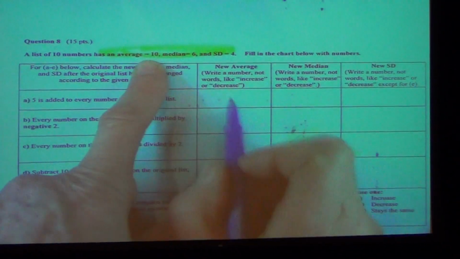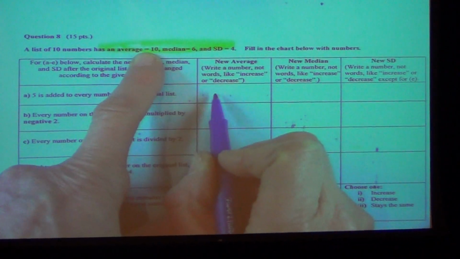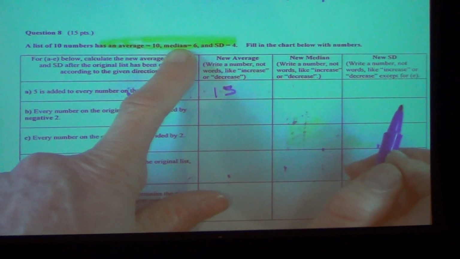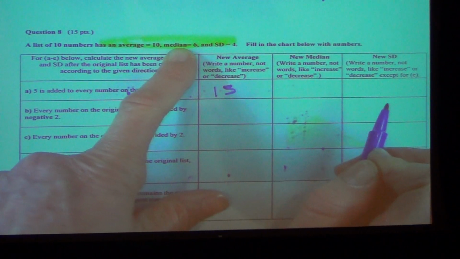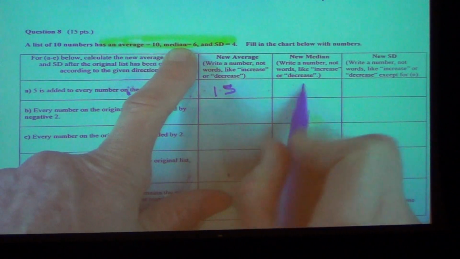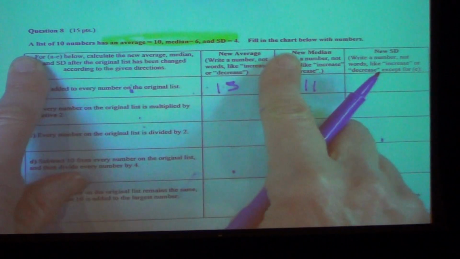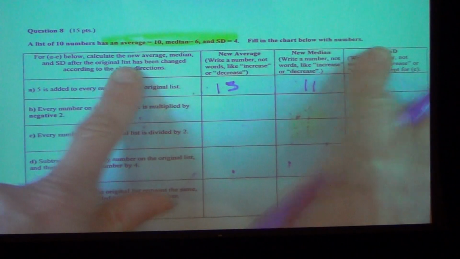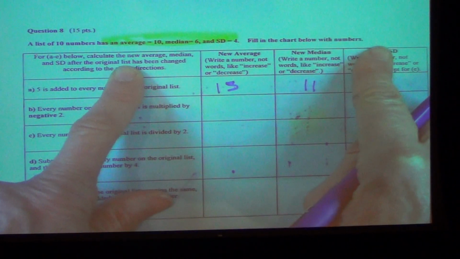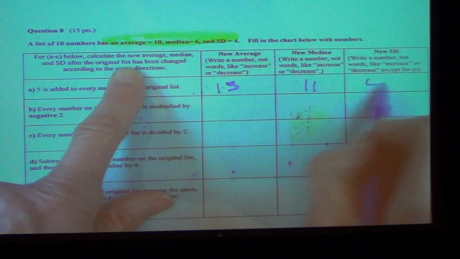Isn't it going to go up from 10 to what? And what's going to happen to the median? It's going to go from 6 to what? Add 5. It's going to go up to 11. Now, the standard deviation trick. Pretend there's a whole list of numbers. Standard deviation measures the spread. We're shifting all the numbers by the same amount. Is that going to change the spread?